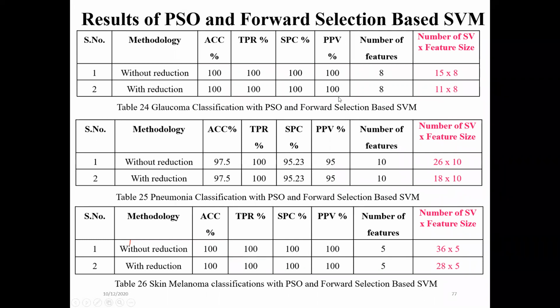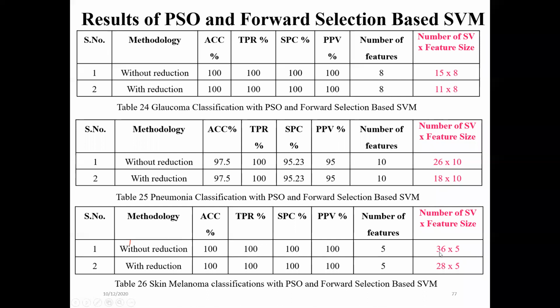You observe that the performance parameters are not changed even when you reduce the support vectors. With reduction also, you are able to get 100% accuracy, and at the same time you are able to reduce the support vectors. Here also, maintaining the accuracy intact, we are able to reduce the number of support vectors from 26 to 18.